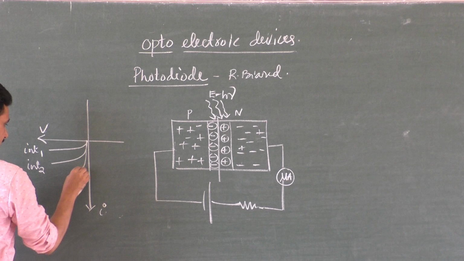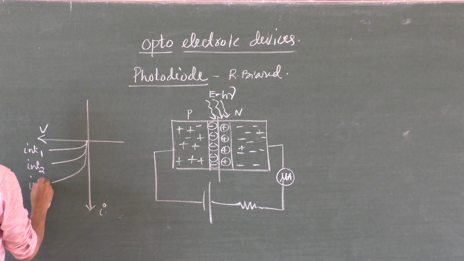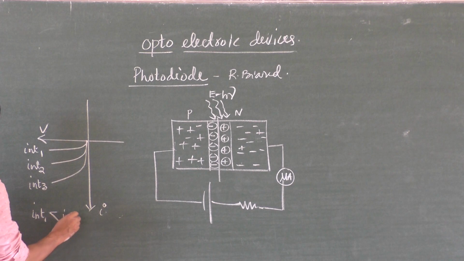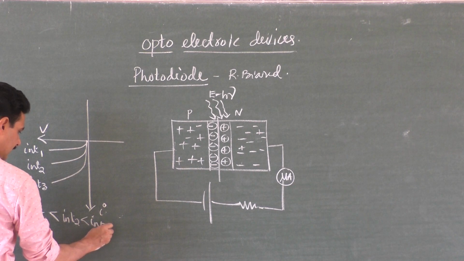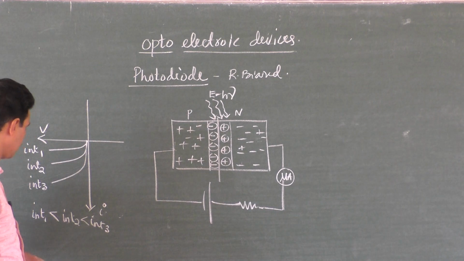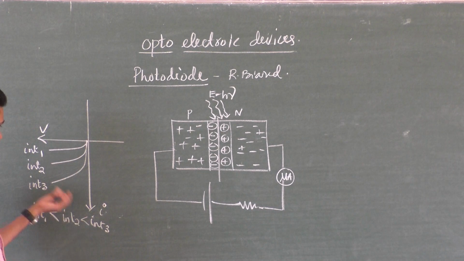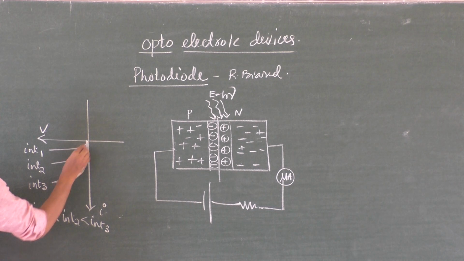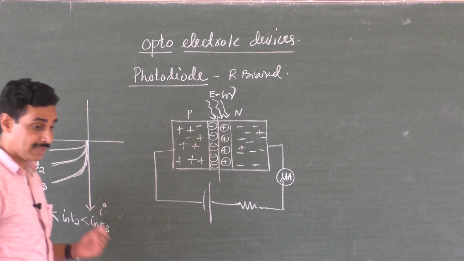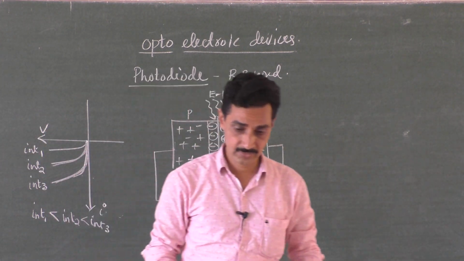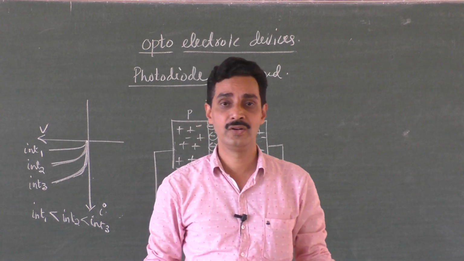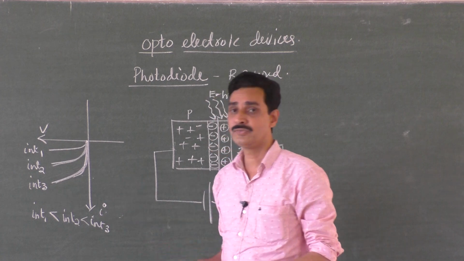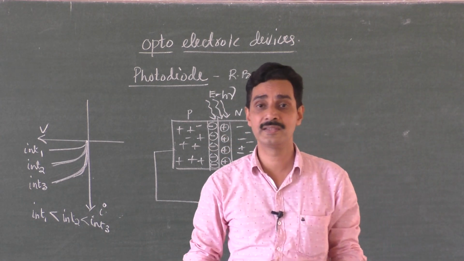When the intensity of light is more and more, what happens? Intensity 1 is less than intensity 2, less than intensity 3. When the intensity of light is very high, as in intensity 3, the photoelectric current goes on increasing, saying that more light is falling on the junction. So this is a special purpose diode which converts the intensity into an electrical signal, and it is used in photometers to measure the intensity of light.